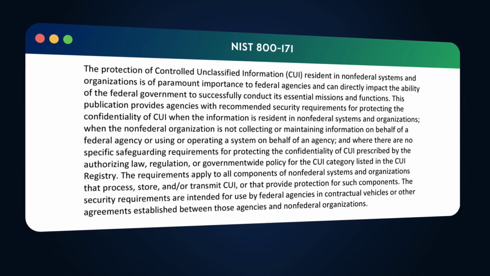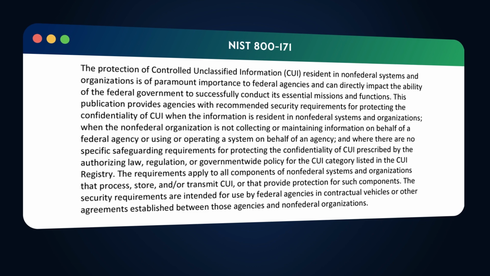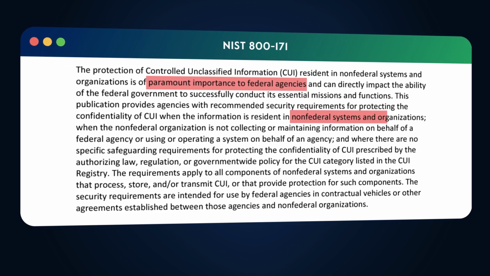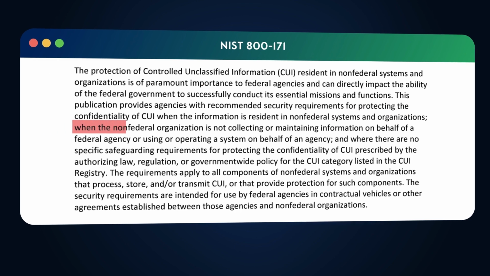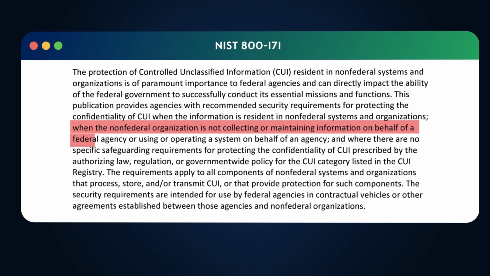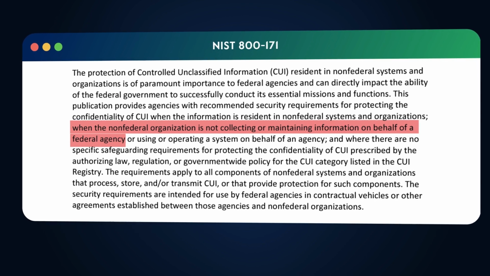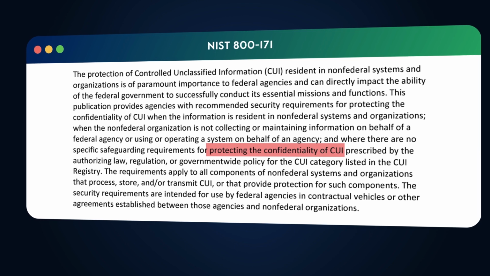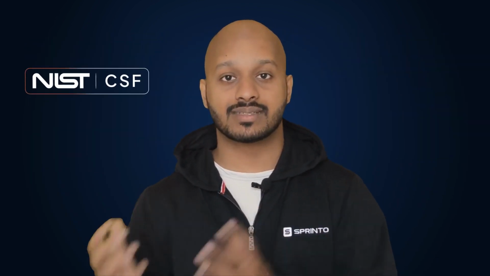NIST 800-171 is the last of the major three NIST frameworks. Reading directly from the NIST 800-171 doc, you can see that the framework is built for federal agencies that are in contract with non-federal organizations, when the non-federal organization is not collecting or maintaining information on behalf of a federal agency. It specifically applies to organizations working with CUI, or Controlled Unclassified Information. So, what are the differences between NIST CSF, NIST 853, and NIST 800-171?